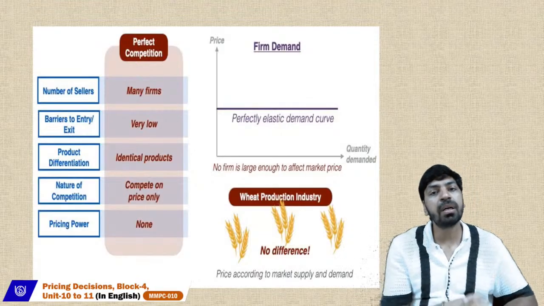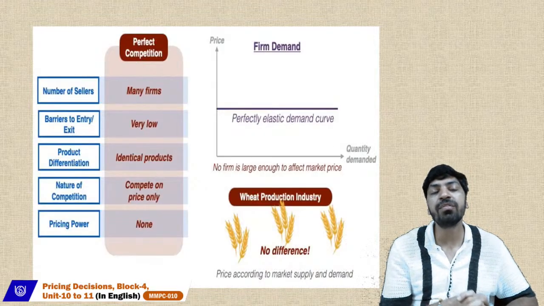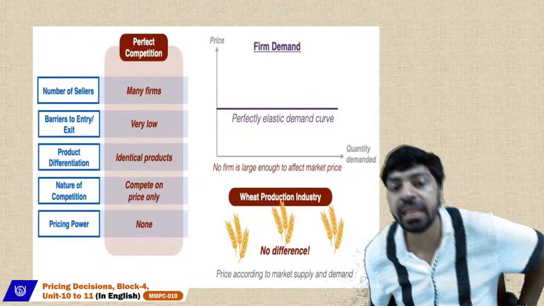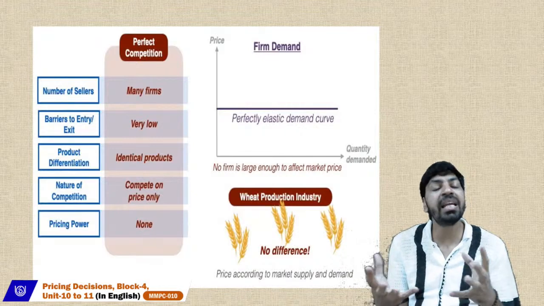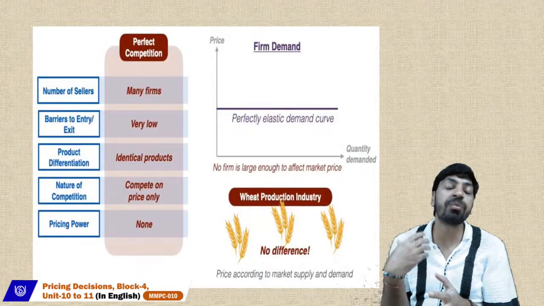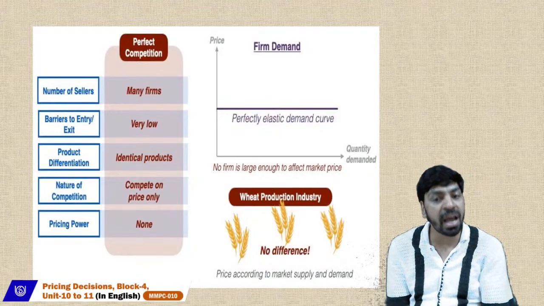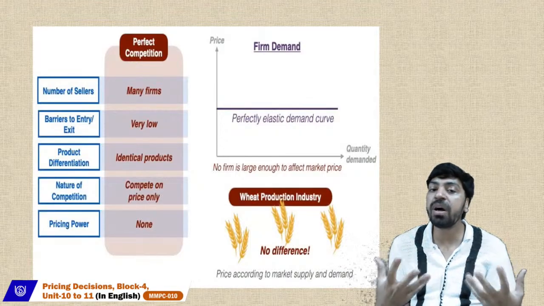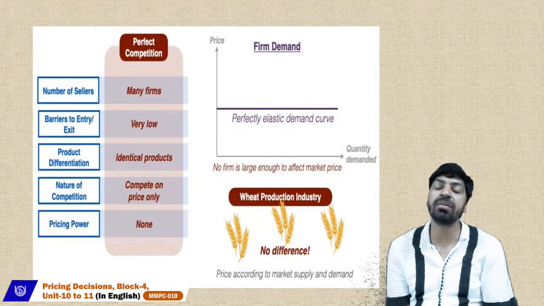Now we can come to the demand curve. What is the shape of the demand curve of the firm under the perfectly competitive market? As you can see, the shape of the demand curve becomes horizontal and is called a perfectly elastic demand curve, where the output keeps on increasing but the price remains constant. Hence the demand curve is perfectly elastic, that means it is horizontal in shape. That means no firm is large enough to influence the market price of a commodity.